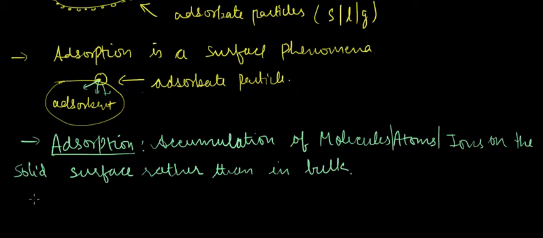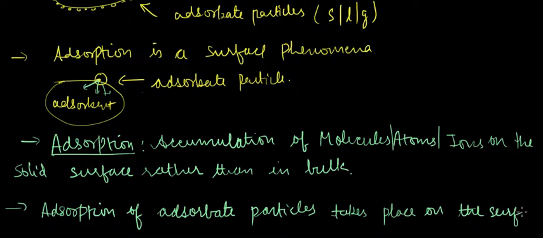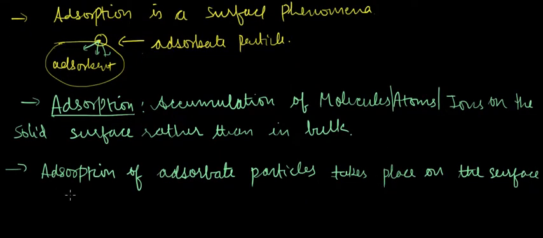Next we can write that adsorption of adsorbate particles takes place on the surface of adsorbent particles. So again writing it, adsorption of adsorbate particles takes place on the surface of adsorbent particles.